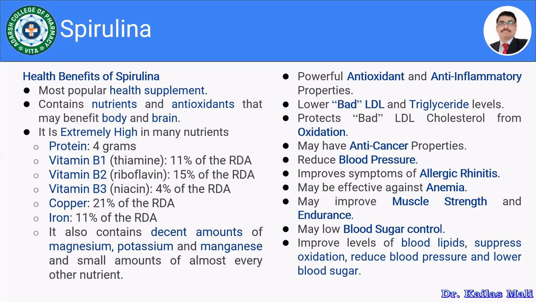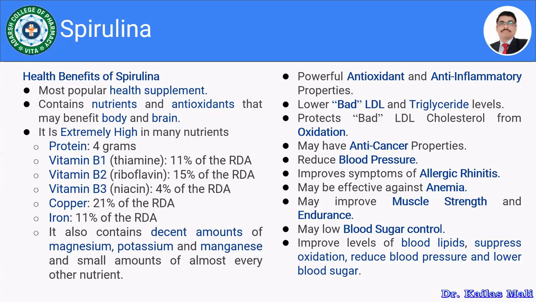It has an extremely high content of protein, 4 grams, vitamin B1 (thiamine) 11%, vitamin B2 (riboflavin) 15%, vitamin B3 (niacin) approximately 4%, copper 21%, and iron 11%, right? So these are certain vitamins and micronutrients present in spirulina.